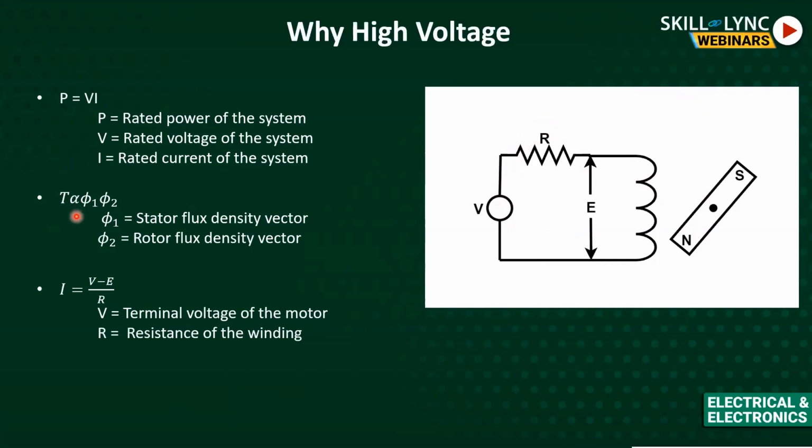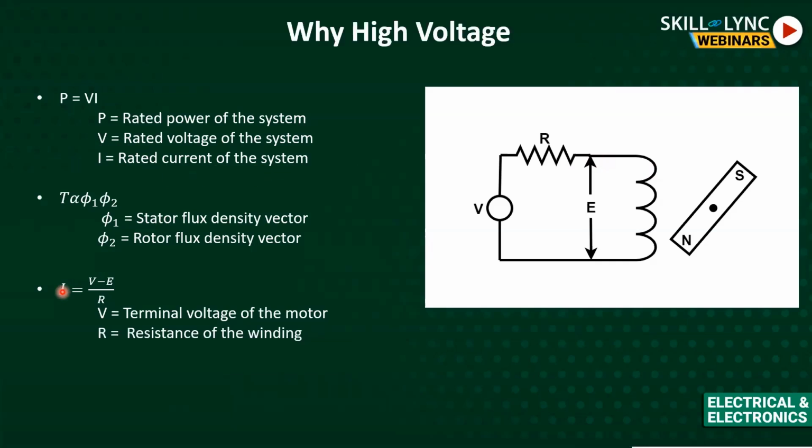The torque of an electric motor is directly proportional to phi1 and phi2. Phi1 is the stator flux density, phi2 is the rotor flux density. If you take this sort of architecture, let's assume phi1 is the stator and phi2 is the rotor. Here the rotor is a permanent magnet. That means phi2 is fixed here. The only variable is phi1, and phi1 is directly proportional to the current of the system.